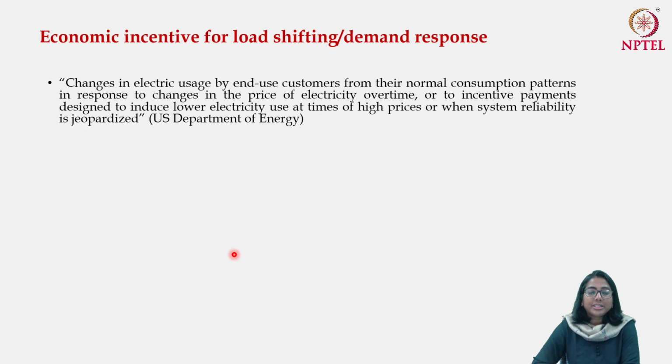In the next two slides, we will discuss the economic incentive for load shifting or demand response. This is the definition, or this is the line from the US Department of Energy. This says that changes in electric usage by end-use customers from their normal consumption pattern, remember the red load curve, in response to changes in the price of electricity over time, or to incentive payments designed to induce lower electricity use at times of high prices or when system reliability is jeopardized. So in a way, this is actually talking about the high tariff during the peak period and low tariff during the off-peak period, or similar kind of incentive.